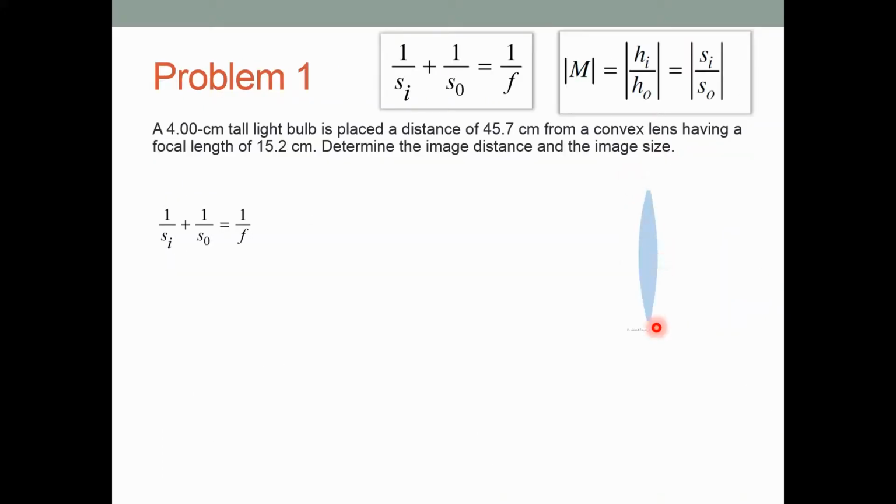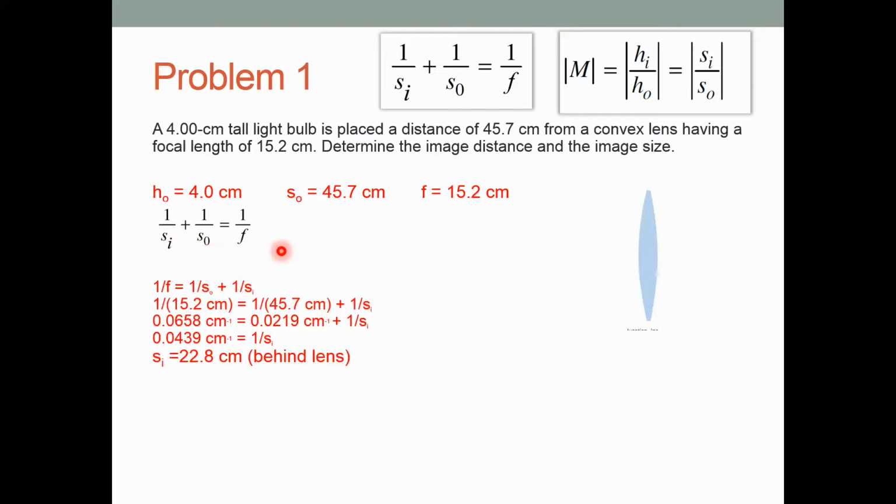Let's say we have a 4 centimeter tall light bulb at a distance of 45 centimeters from a convex lens having a focal length of 15.2 centimeters. What is the image distance and the image size? So here are our givens. We're going to use our mirror equation or lens equation for this. We plug in our values. Now, in this case, we're using a convex lens. So since it's a convex lens, our focal length will be a positive number.